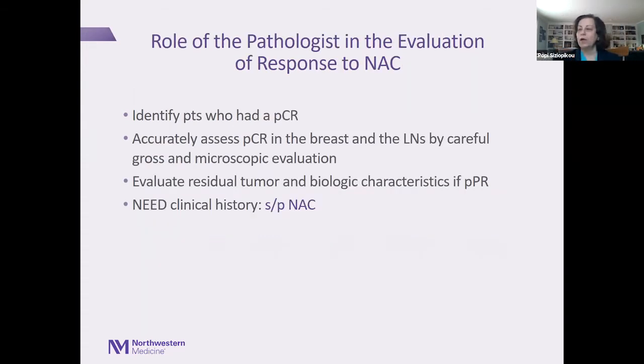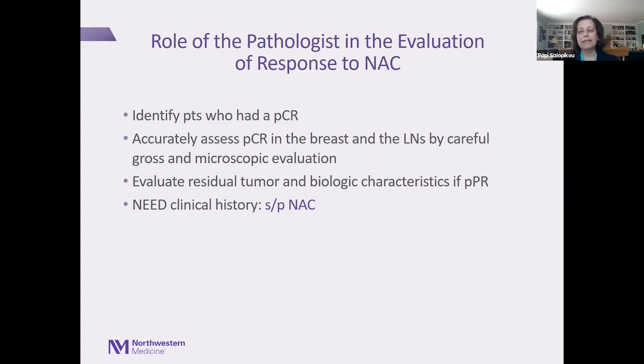So what is the role of the pathologist in evaluating the response to neoadjuvant chemotherapy? Well, to start, accurate pathologic evaluation is the gold standard for determining PCR. The role of the pathologist is essential in first, identifying patients who had a PCR. Second, accurately assessing PCR in the breast and in the lymph nodes by careful gross and microscopic evaluation. And third, if no PCR is achieved, in evaluating the residual tumor and its biologic characteristics, which will guide further treatment.